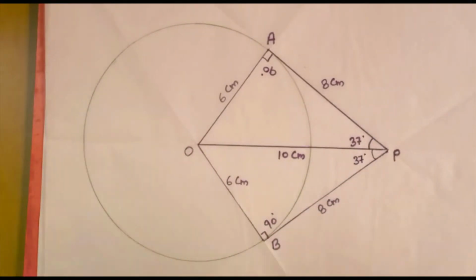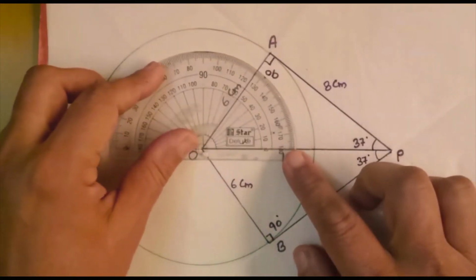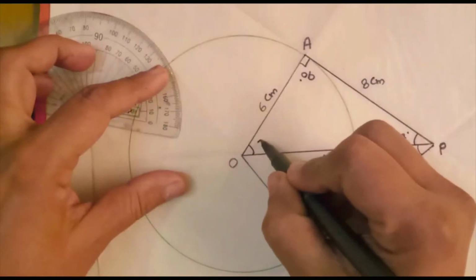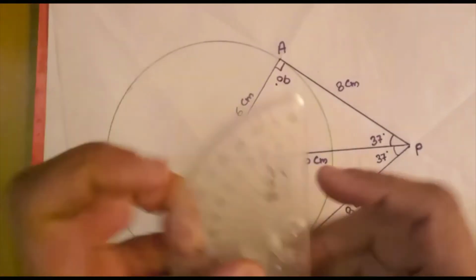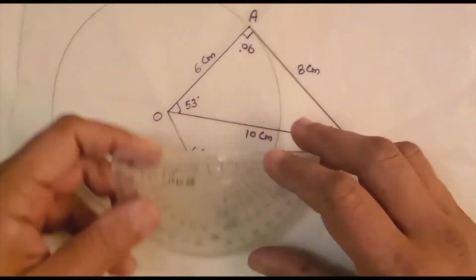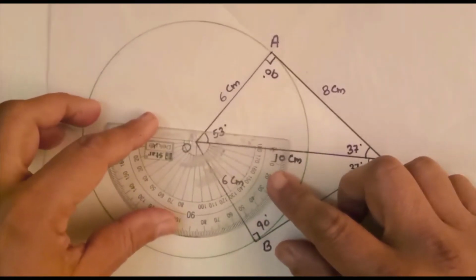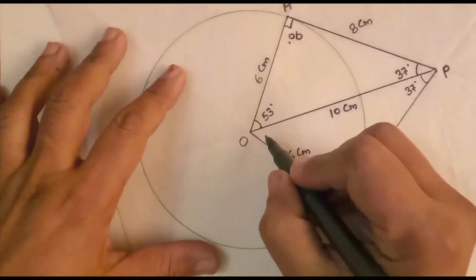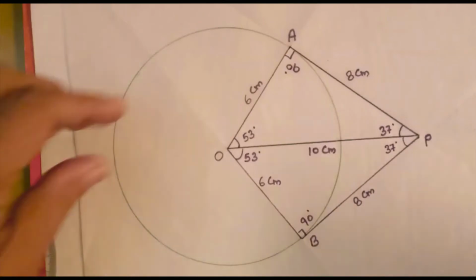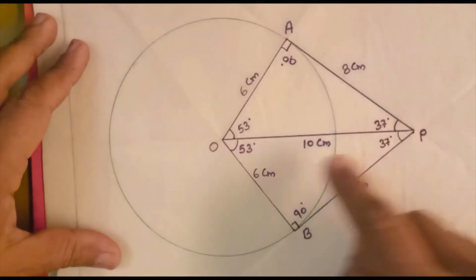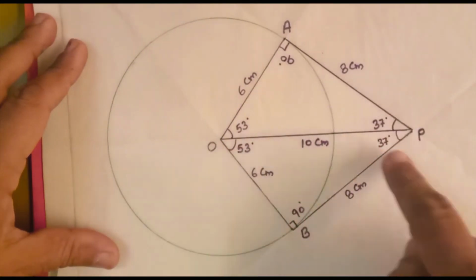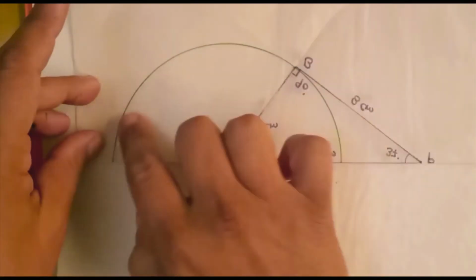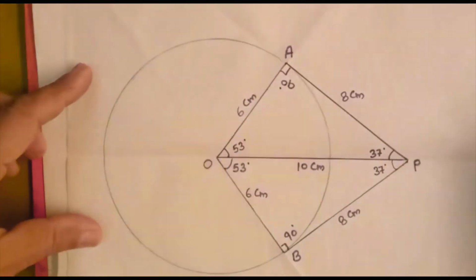Now measure angle O. Angle AOP is 53 degree. Similarly, angle BOP is also 53 degree. So we get all corresponding parts are equal. When we fold along OP, we get both triangles overlap each other.